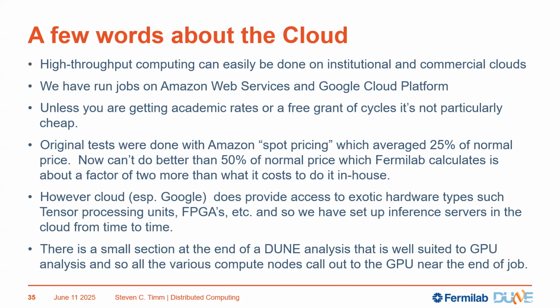So a few words about the cloud. High throughput computing can easily be done on institutional and commercial clouds. We have previously run jobs on Amazon and Google. But unless you're getting academic rates or free grant cycles, it's not particularly cheap. So at Fermilab HEPCloud, we still have all the machinery there to do it, but we've pretty much kept it dormant.